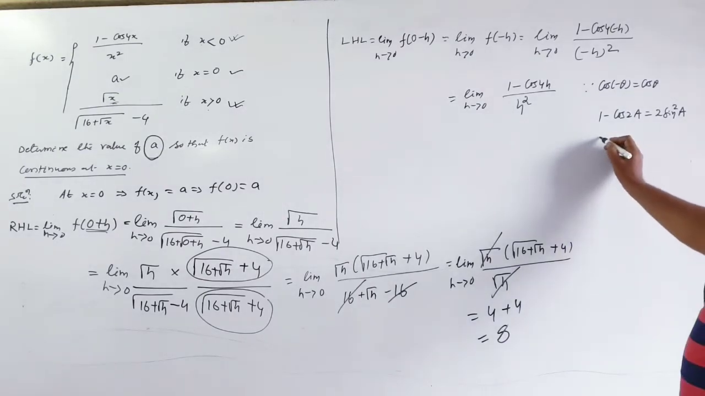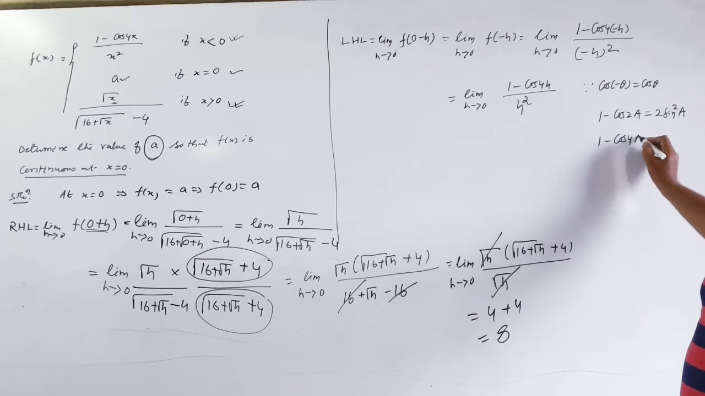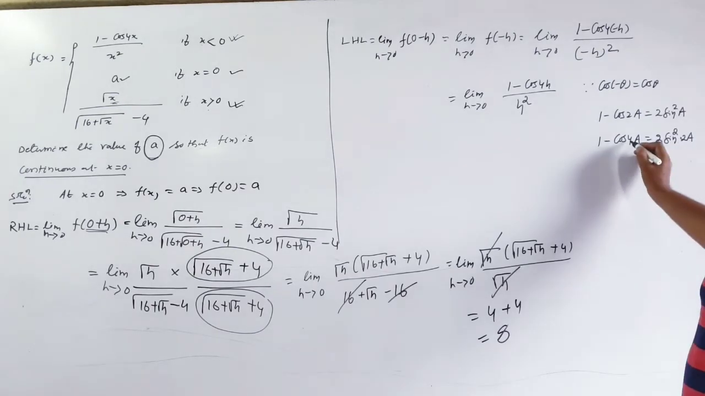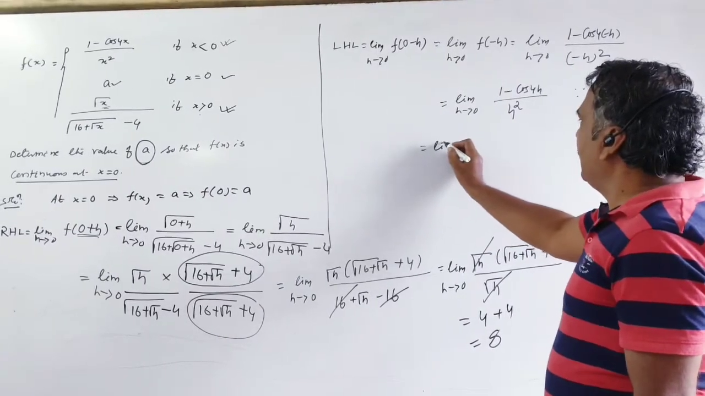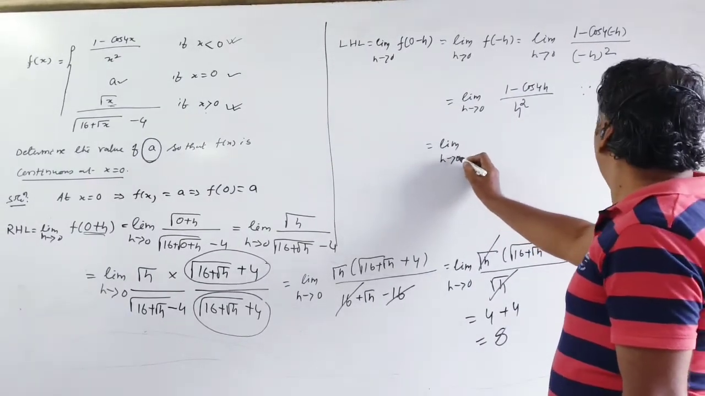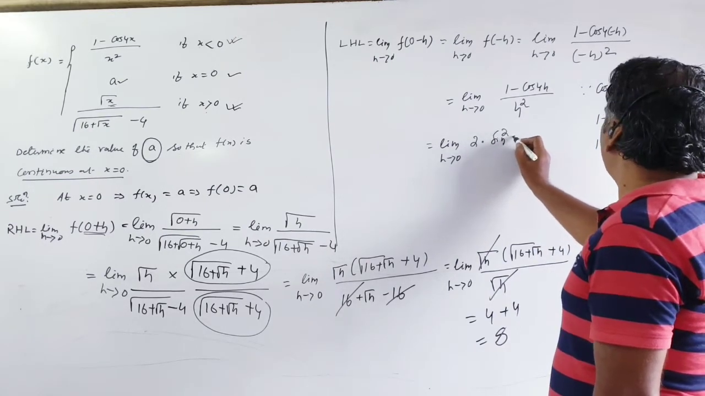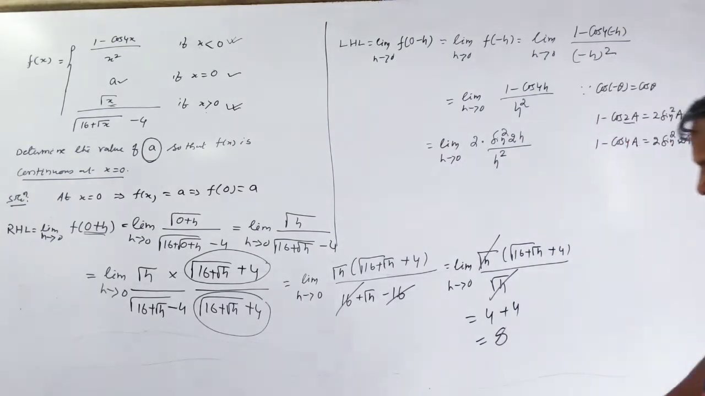So what is the value of 1 minus cos 4a? 2 sin square how much? 2a. Here 4h means 2 into 2h, and 2 into 2a. Okay. Now use this one. Limit h tends to 0, so 2 sin square 2x by h square. Okay.